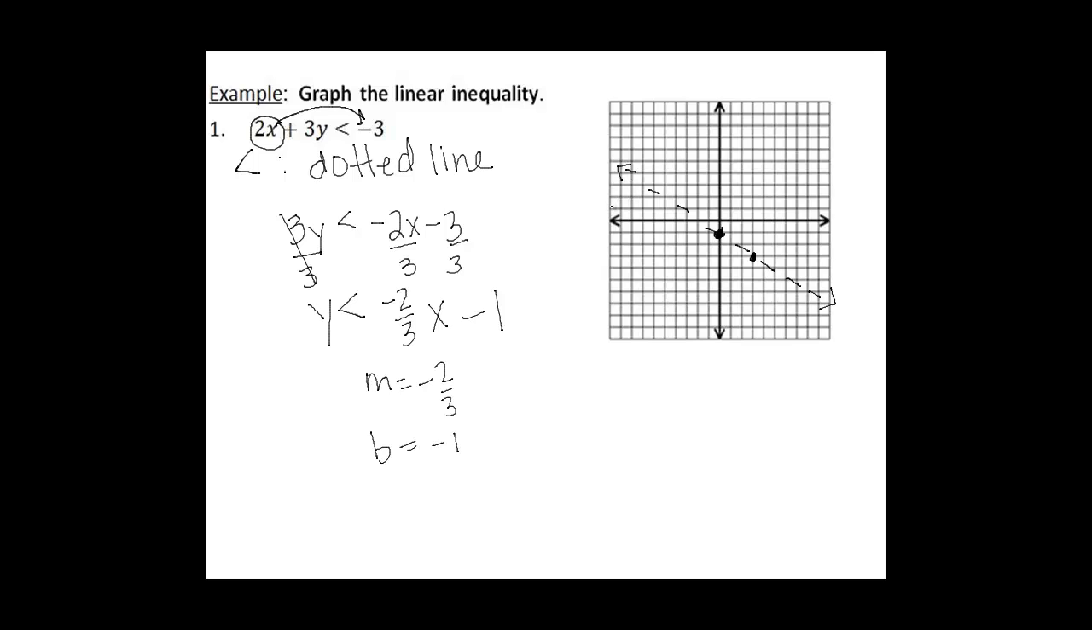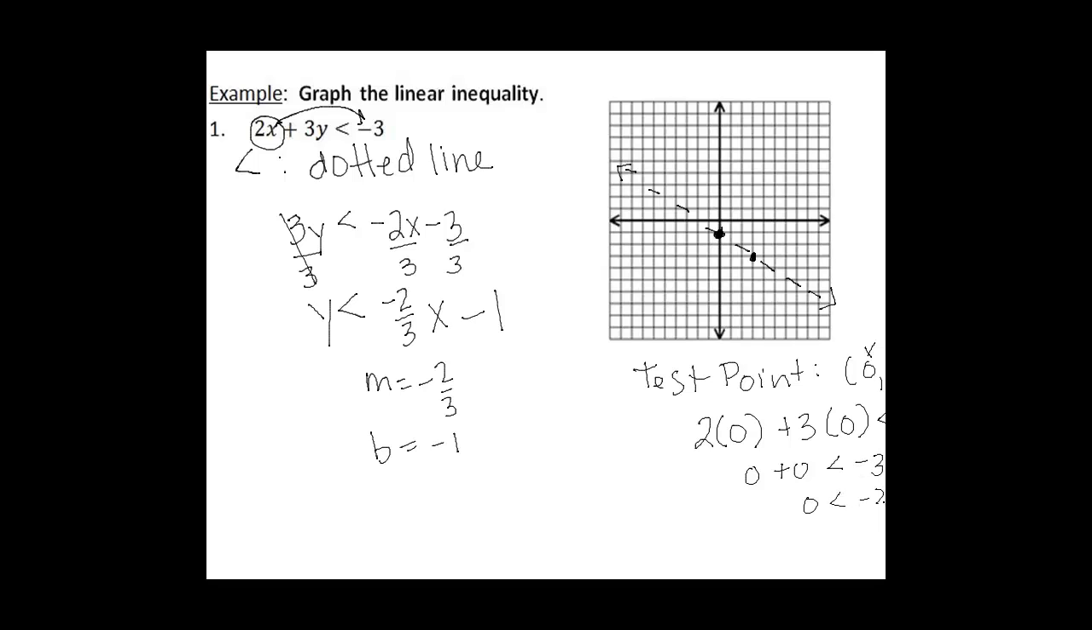And then let's pick a test point. So for my test point, I'm going to choose 0, 0. Okay, so when you use your test point, you're going to plug it into the inequality. I'm going to put a 0 in for x and a 0 in for y. So I've got 2 times 0 plus 3 times 0, and I'm looking to see if that in fact is less than negative 3. 2 times 0 is 0, plus 0 is 0, less than negative 3.